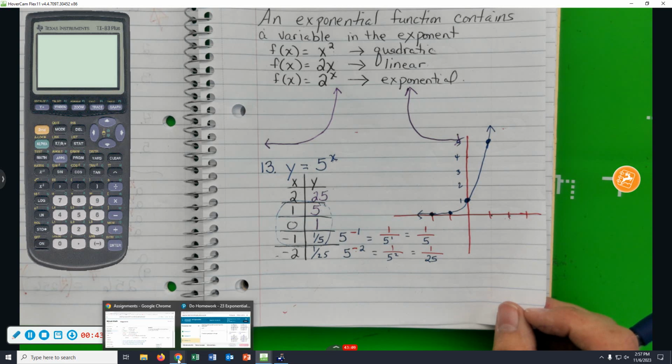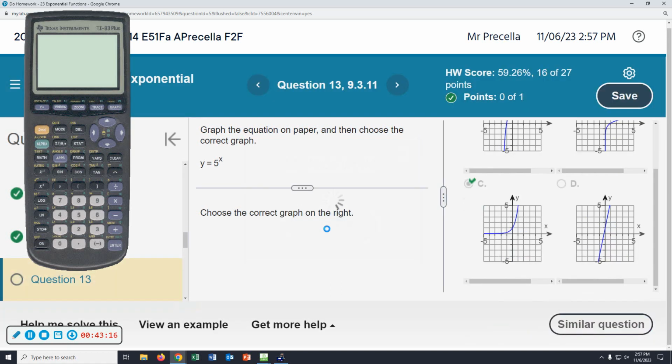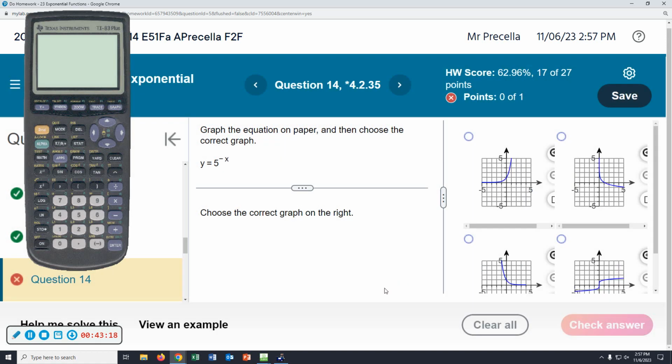And so let's see. What did you say? C? And sure enough, I bet you there's another one here. Okay. Very good. Graph the equation on paper and then choose the correct graph.